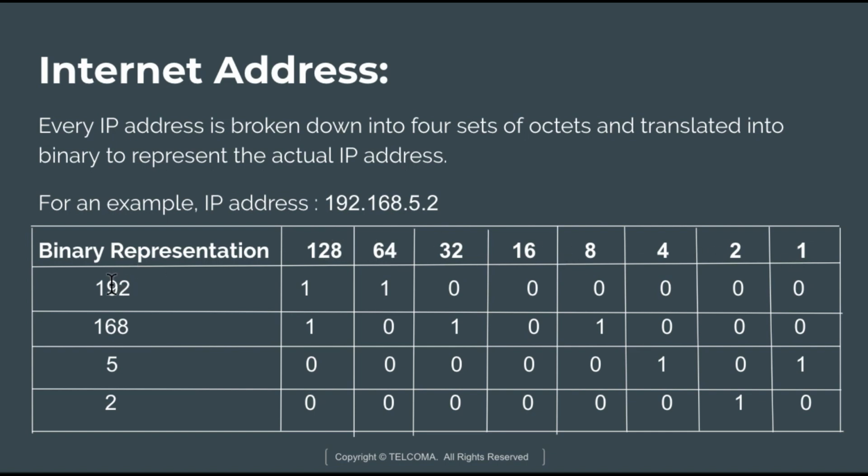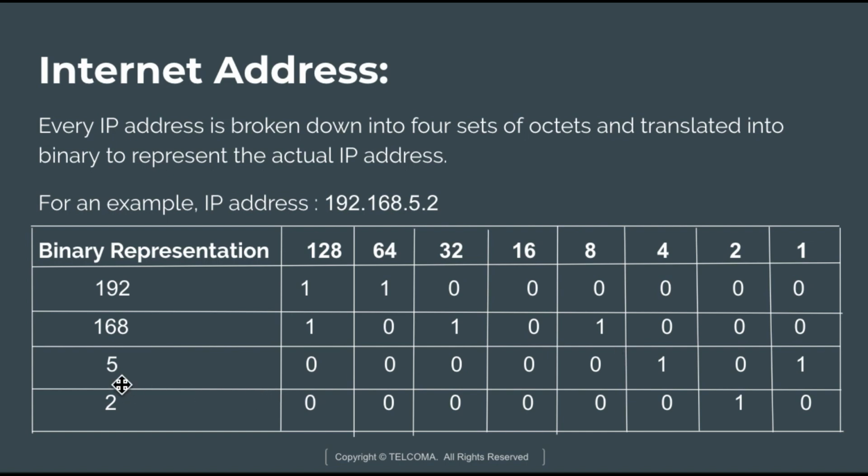The first decimal octet is 192. 192 is made by adding 128 plus 64, so we make the bits of 128 and 64 as 1, and the rest of the bits are 0. In 168, you can see that 128 plus 32 plus 8 gives us 168, and the bits of 128, 32 and 8 are represented by 1, and the rest are represented by 0.